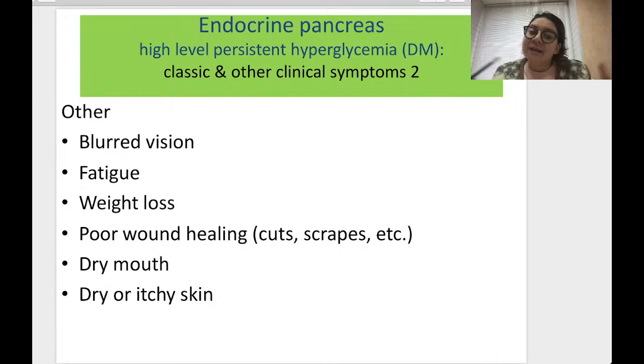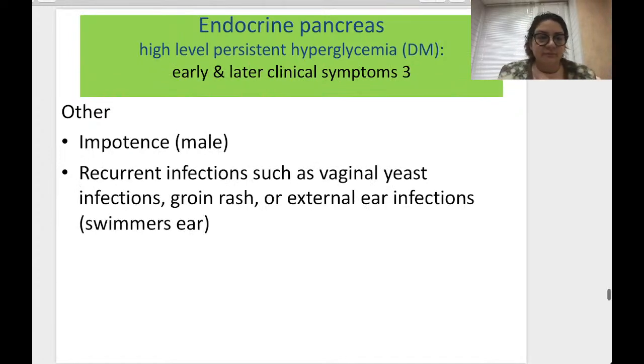Other symptoms are less specific, as I told you, but very often in patients with diabetes we can meet them. They are blurred vision, fatigue, weight loss, poor wound healing like cuts, scabs, etc., dry mouth and dry, itchy skin. Other symptoms are impotence in males. There can be recurrent infections such as vaginal infection, groin rash, or external ear infection. We usually name it swimmer's ear.